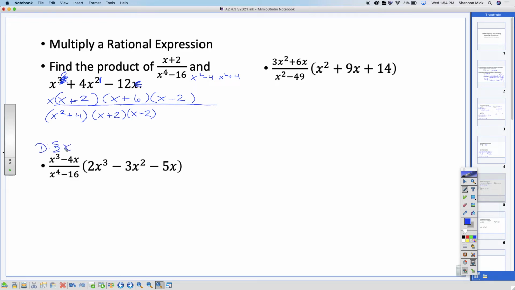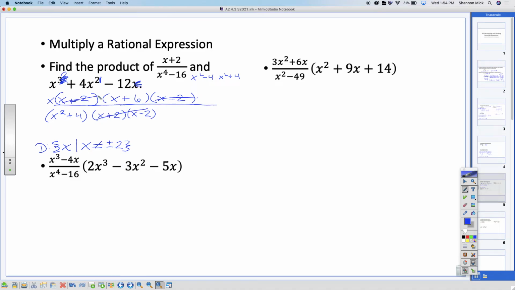So negative 4, negative 2, and 2. Oh, wait a second. That is x squared plus 4. Yeah, it'd be imaginary. So do I state that in my domain? No. It would just be negative 2 and 2, plus or minus 2.